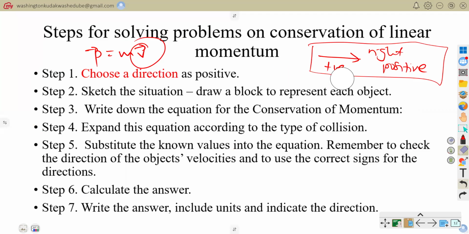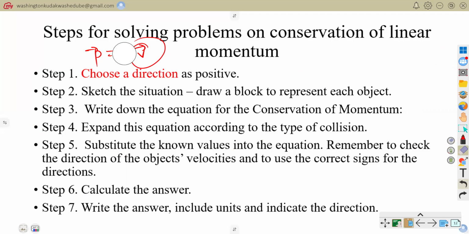So always start by choosing your positive direction, and then be consistent, taking that direction as the one you are going to use until you finish that problem. After that, sketch the situation, that is to say, draw a block to represent each object. If they say there is a trolley that is moving towards the right, this should be your trolley. So sketch it so that we see that this is trolley A and it is going towards the right.